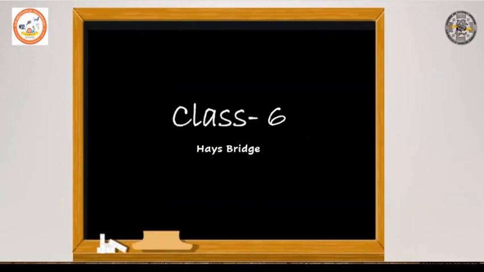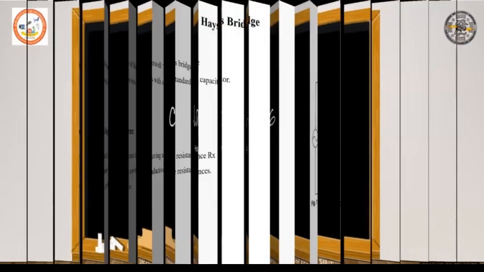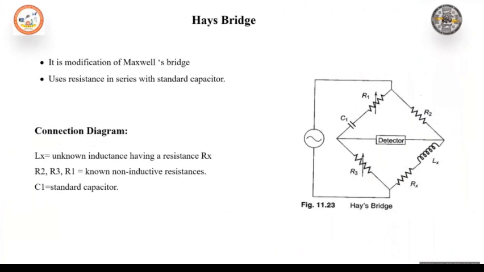The difference between Maxwell's bridge and Hay's bridge is that the Hay's bridge consists of resistance R1 in series with the standard capacitance C1 as one of the ratio arms. Hence, for larger phase angles the R1 needed is very low, which is practicable. Hence, the bridge can be used for coils with high Q values. Let us see how it can be done.